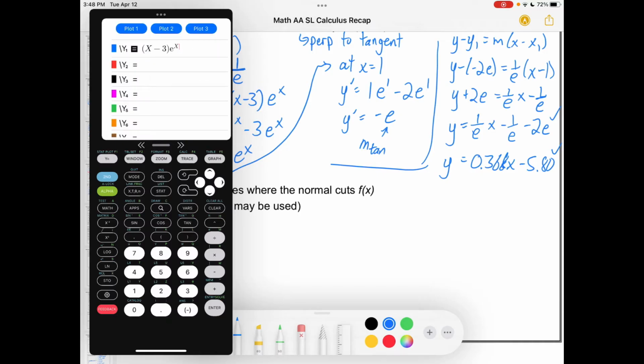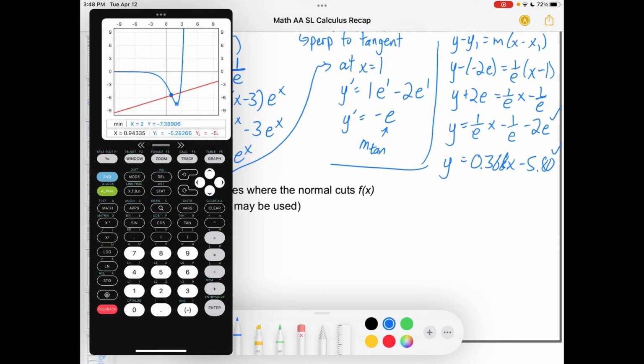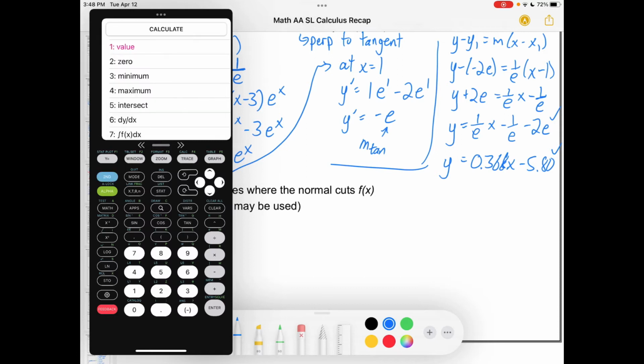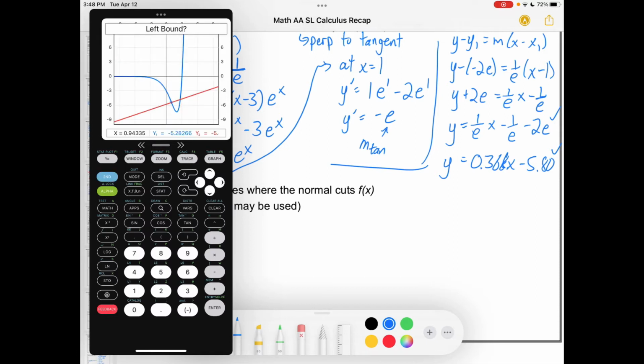Let's put in the equation of our normal line. And I'll hit graph. And it really does touch at x equals 1. What we're wondering about is what's that other point of intersection, the one further to the right. So I'll go second, trace, I choose intersect, and I need to give it left and right boundaries. So a little to the left and a little to the right.